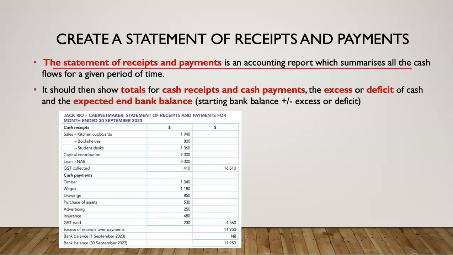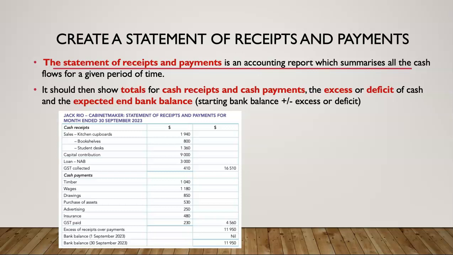It should show the totals for cash receipts and cash payments, like it says here. It has totaled all the cash receipts first. They've got all that information from our cash receipts journal, and then all our cash payments, which we got from the cash payments journal. So it shows the totals of cash receipts and cash payments. And then importantly, it tells us whether we have an excess or deficit of cash.